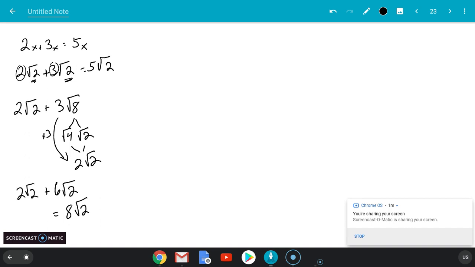Something that wouldn't be able to be combined is if this problem was instead 2 square root 2 plus 6 cube root 2. These are not like terms because of those indices, they're different. So that would be left alone like that.